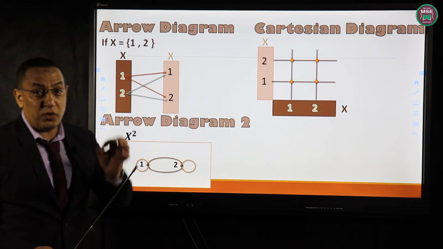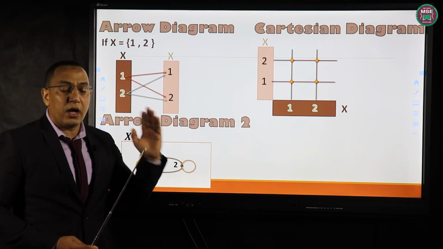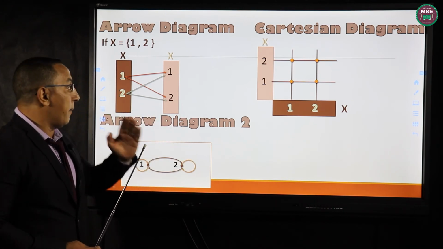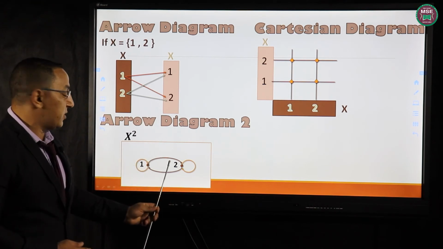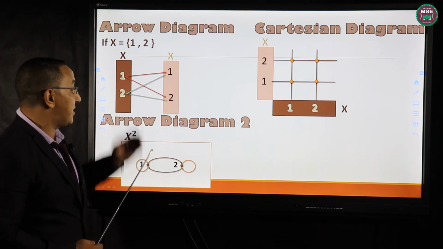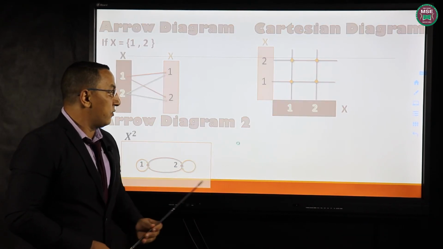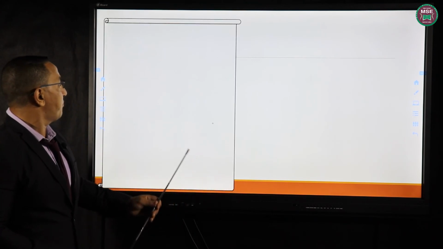If they ask you in the exam to find the ordered pairs or represent by arrow diagram, it's up to you to use this one or use this one. But I prefer to use the first one because it is simpler than the other one. Now let's solve the next example.